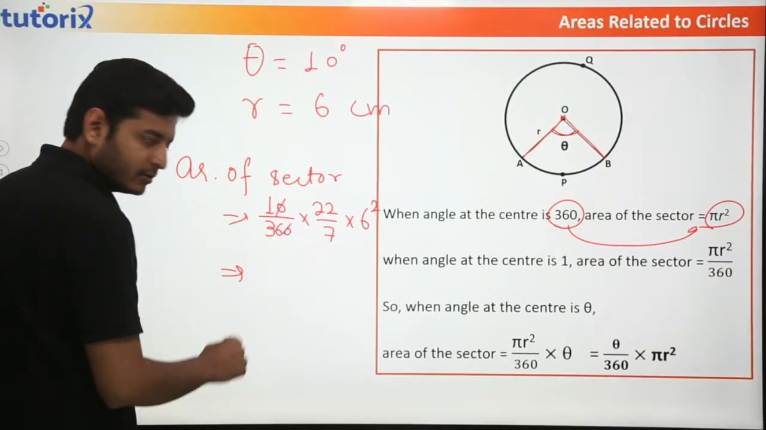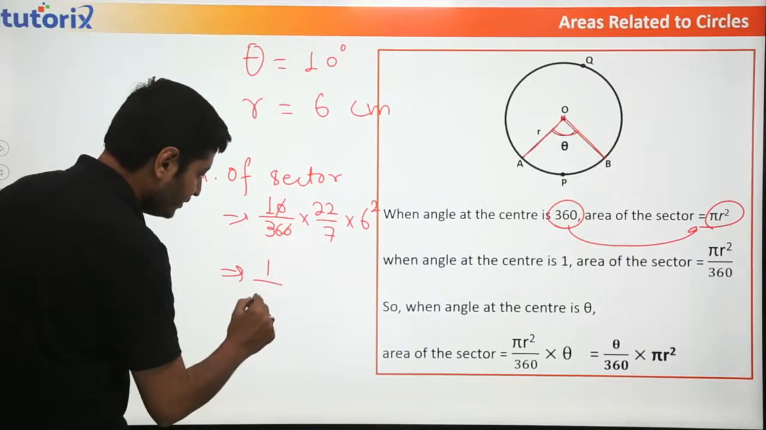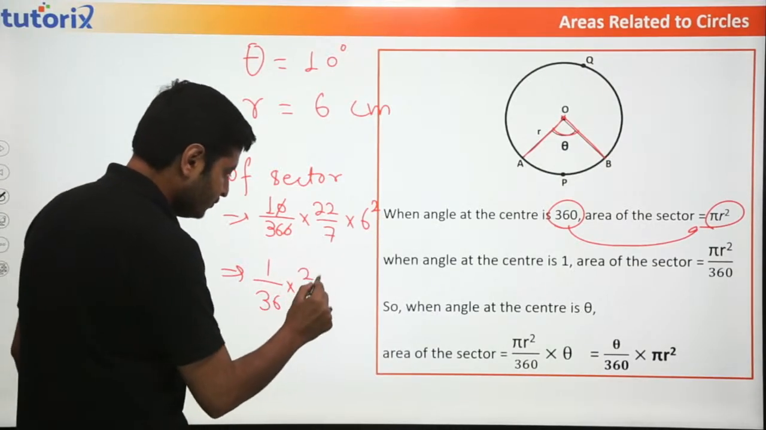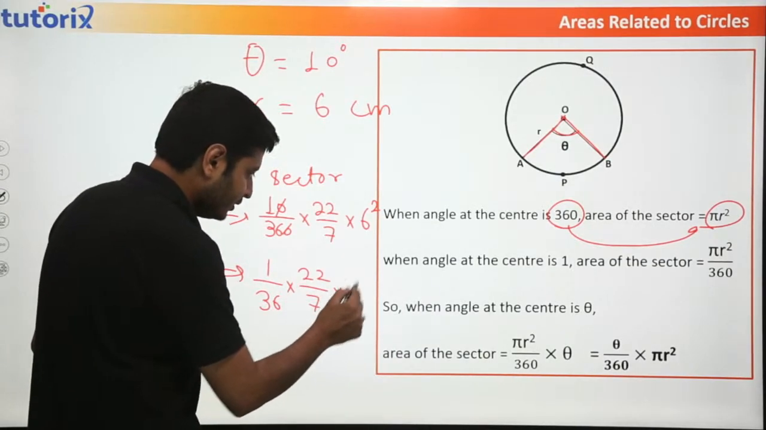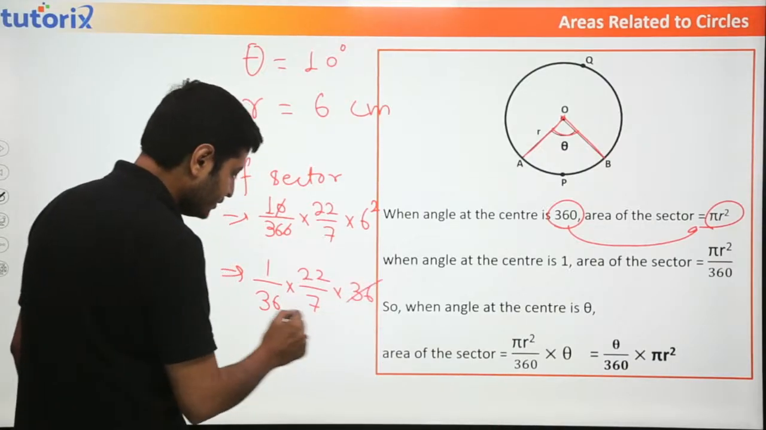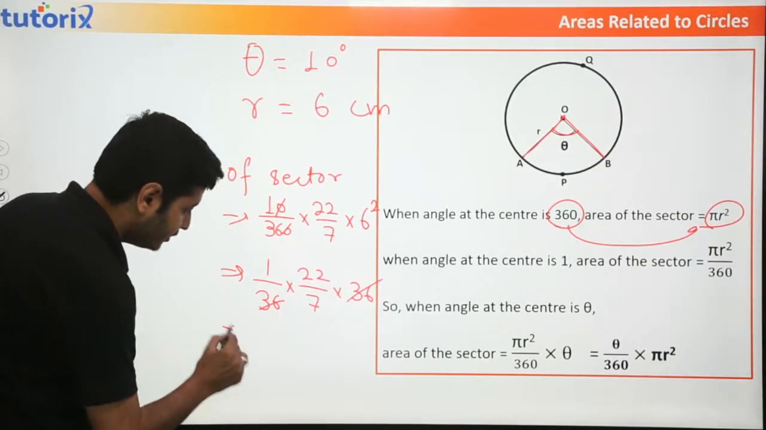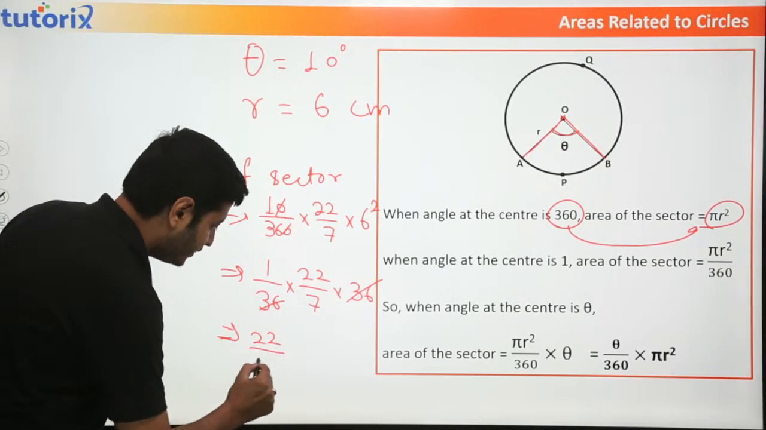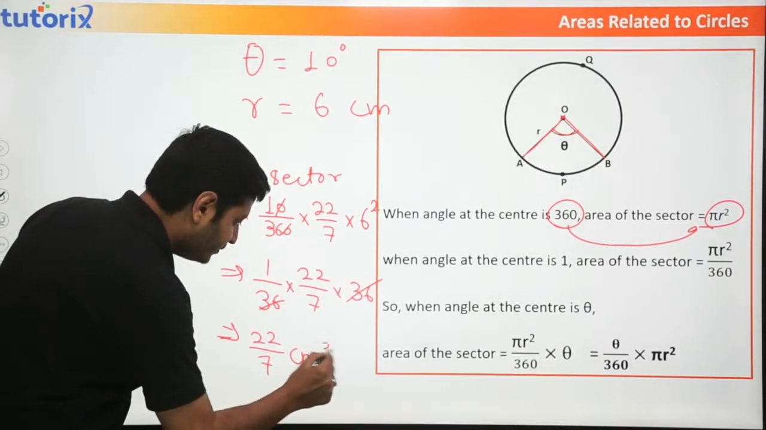0 and 0 are going to cancel each other. So it will be 1 by 36 into 22 by 7 into 6 square. 36 and 36 are going to cancel each other. So what are we left with? 22 by 7 centimeter square.